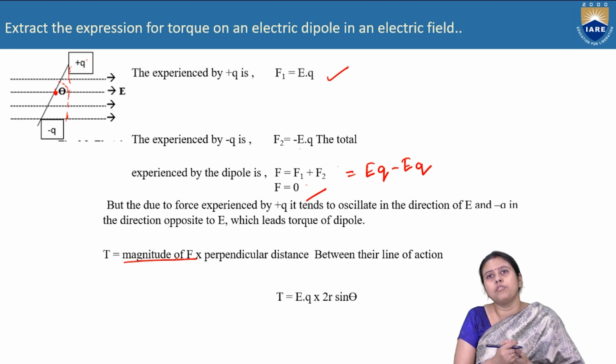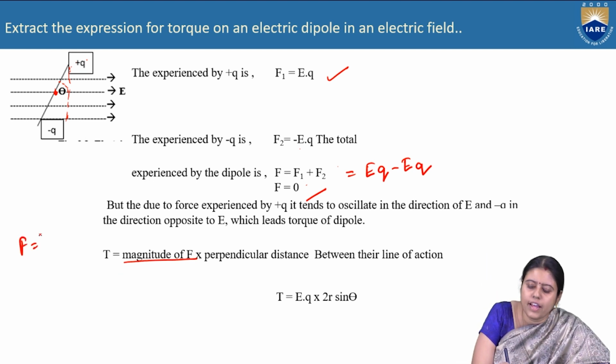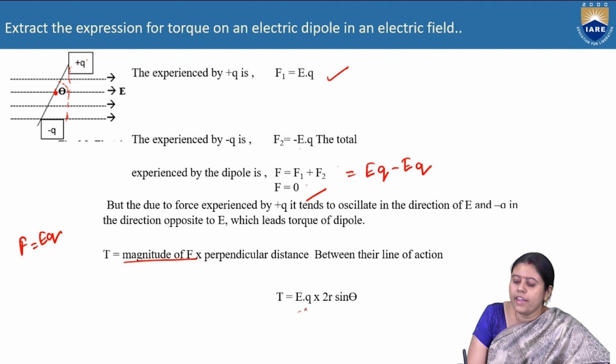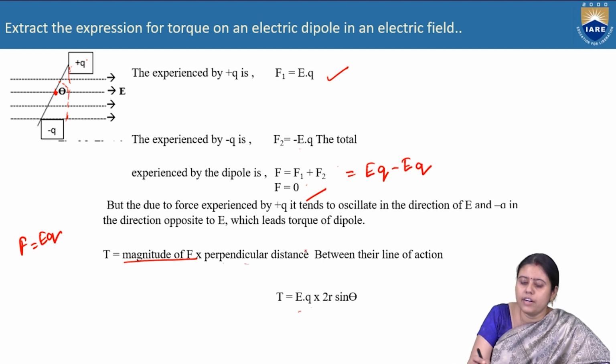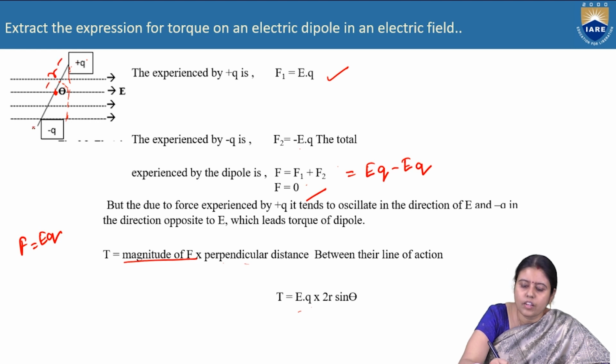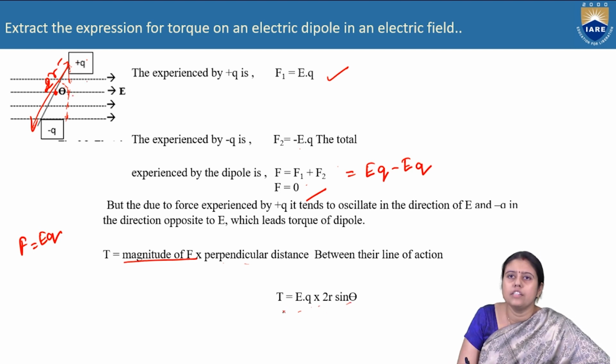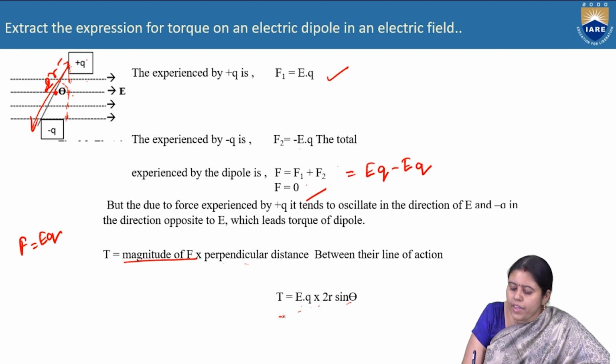In the previous slide we got that the force is E into Q. What is the perpendicular distance? If this distance is R, the total distance will be 2R. And if this angle is theta, then this length is 2R sin theta. So torque is nothing but EQ into 2R sin theta.